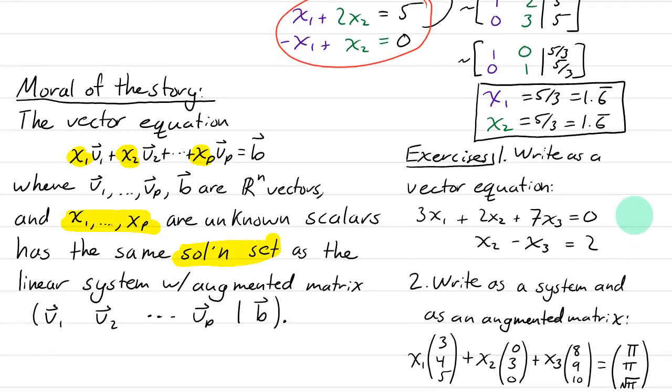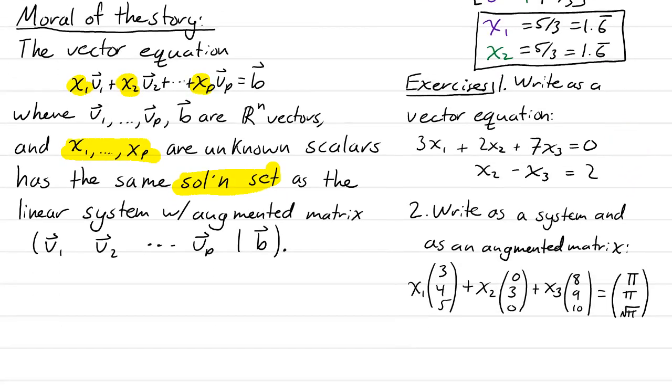So here's a little exercise for you to translate between those three different ways of writing things. Here's a system of equations. Write it as a vector equation. And for number 2, here is a vector equation. Write that as a system of equations and also as an augmented matrix. Should be pretty quick just to check that you got that. If you're having trouble with these exercises, definitely ask for help in class and we can go over it then.